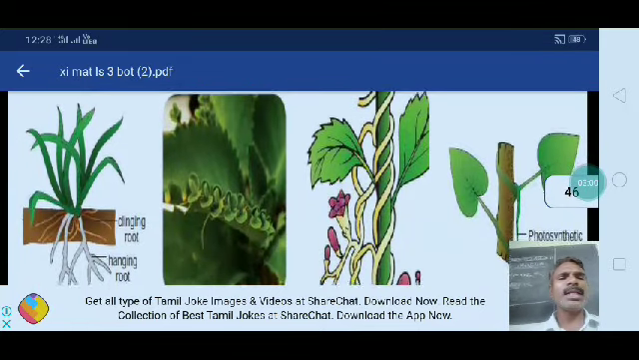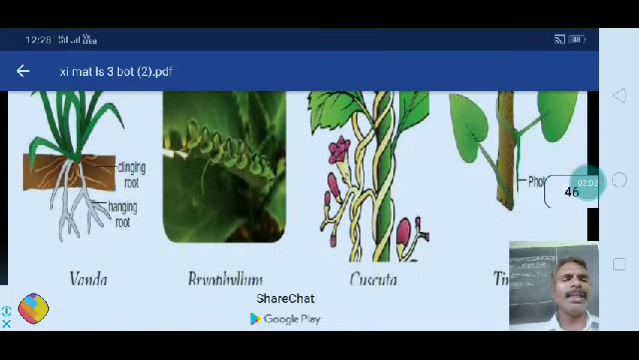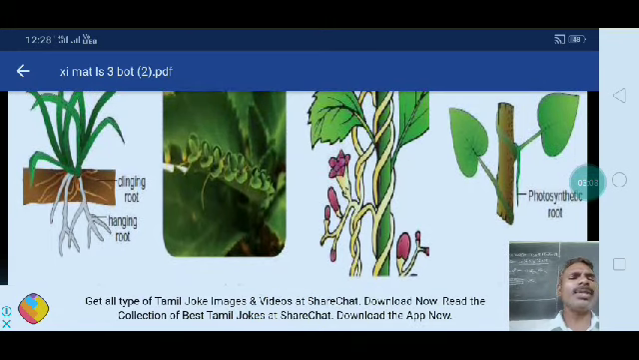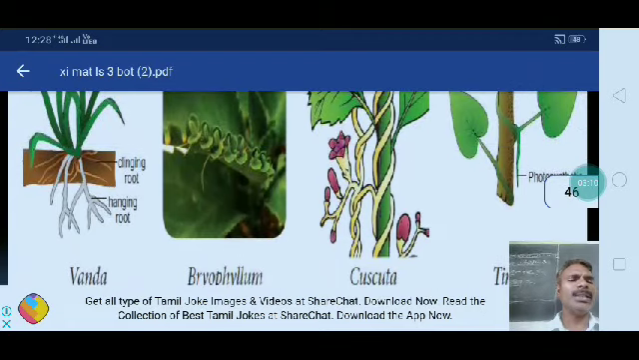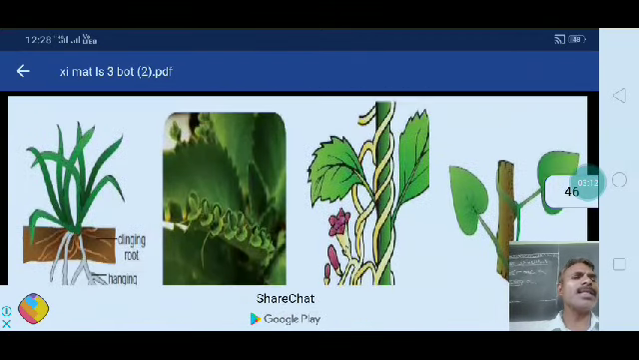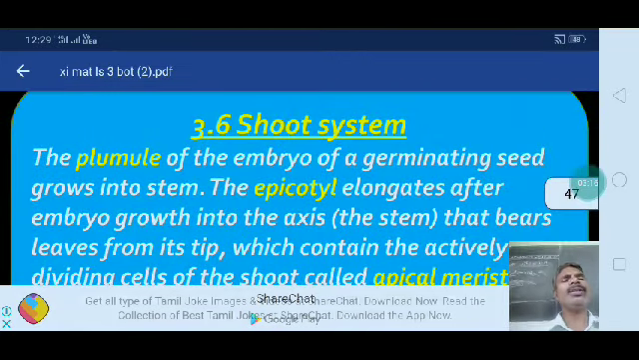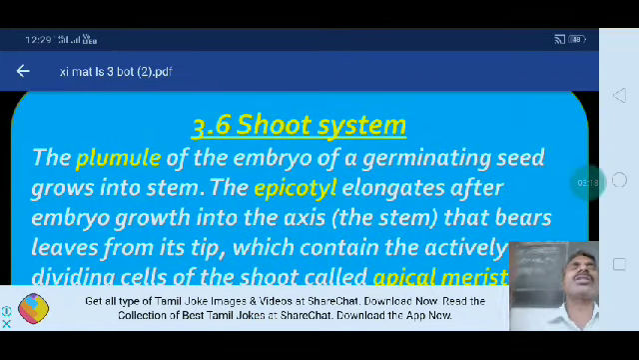Okay, you can see some of the plants. First one is a Vanda plant. Another one is Bryophyllum. In Vanda, haustorial roots and velamen tissue are also present. Then Bryophyllum and also Cuscuta, the parasitic plant, yellow in color, and also Tinospora. Then next we pass on to another topic, the shoot system.